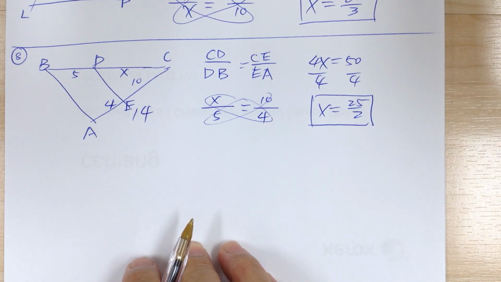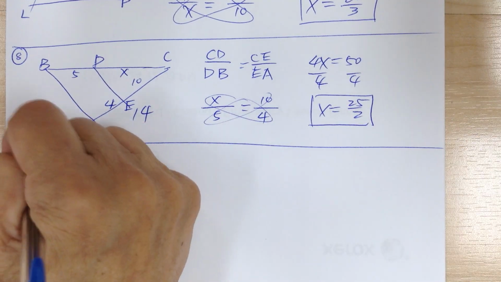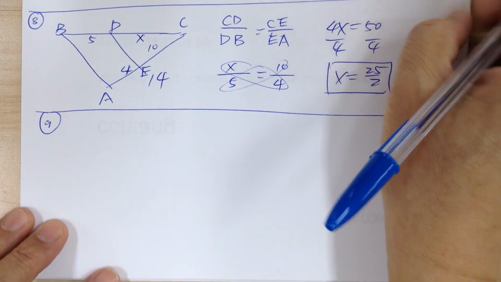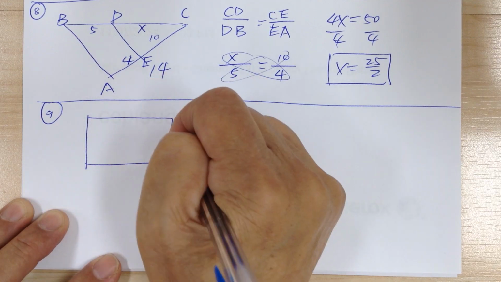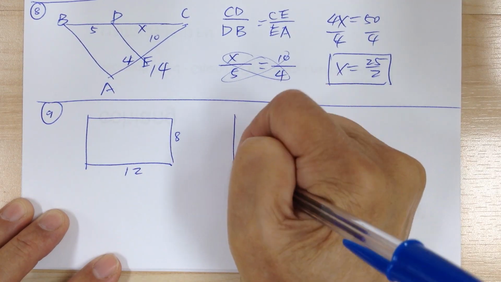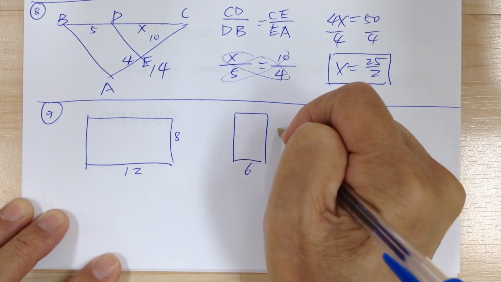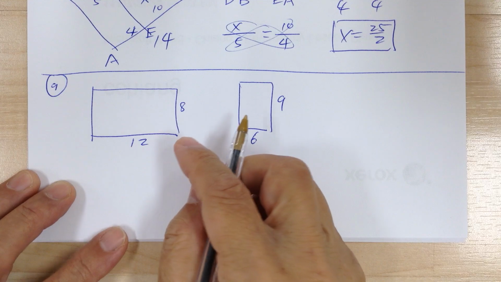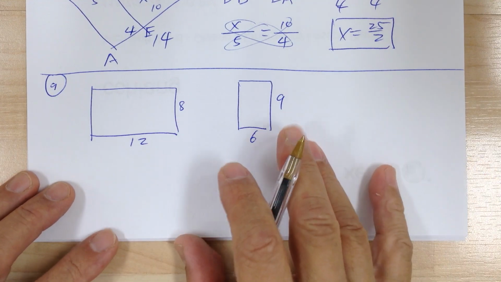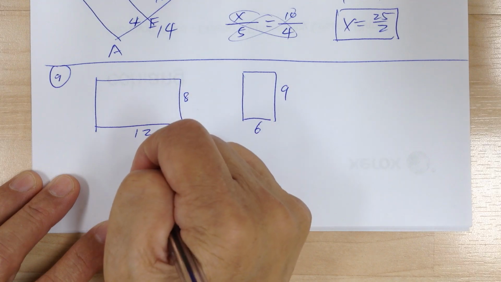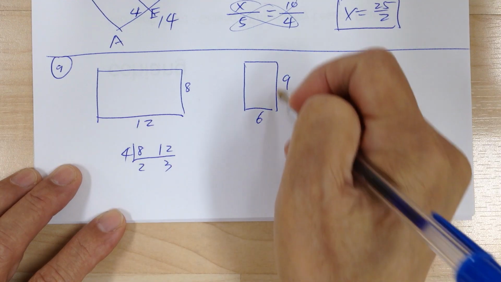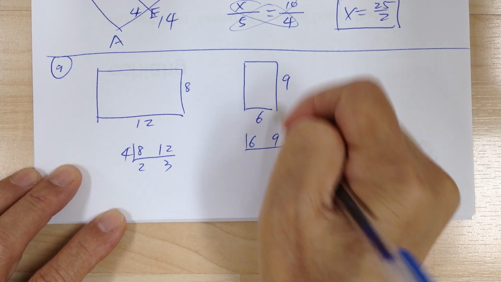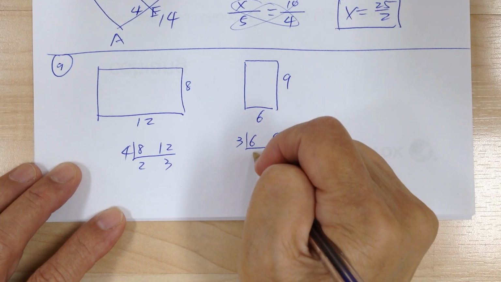Okay, now let's go to number 9. In exercises 9 and 10, determine whether polygons are similar. So they got 8 and 12, and this one is 6 and 9. What you do is, again, there are many ways you can do this. You can look at the ratio, or you can just do this. Arrange from the shortest to the longest and reduce it. Divide by 4, you get 2 and 3. Again, arrange from the shortest to the longest, and again reduce. So 3, 2, and 3.